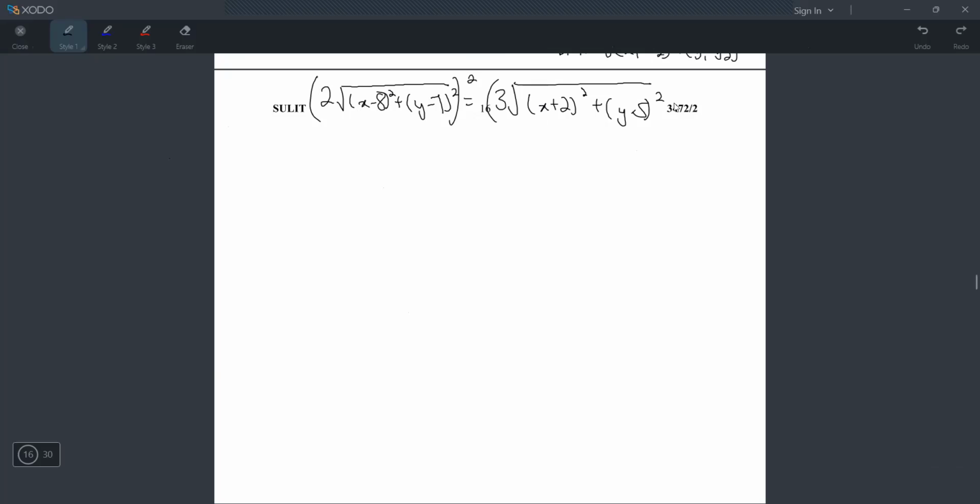Bracket, bracket, square, bracket, bracket, square. It means the 2 and the 3 also you have to square. So 2 square become 4, and then only the square root hilang. Okay, and then only you do the rest, right? And then here also same. The 3 will square become 9, and then only the square root hilang, and then you do the rest like this. This is the correct way to do it.